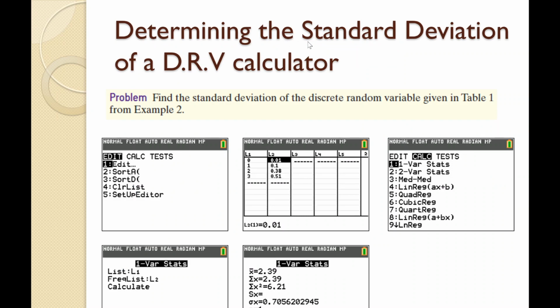Standard deviation of a discrete random variable using the calculator: you're going to put it in the table. L1 is x, L2 is p of x. And then you're just going to do your 1-var stats. List is L1, frequency list is L2, and then calculate it through the 1-var stats.